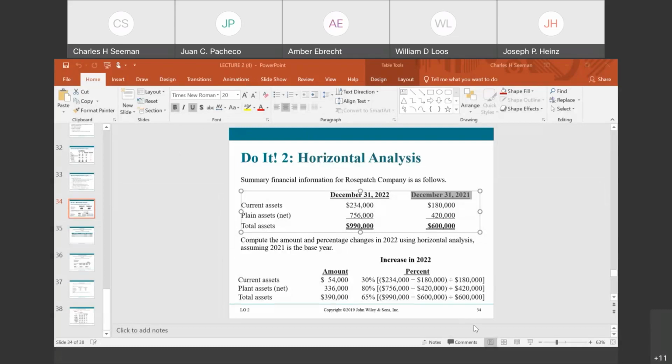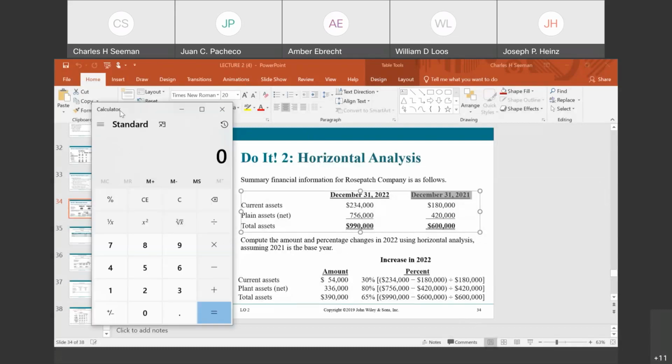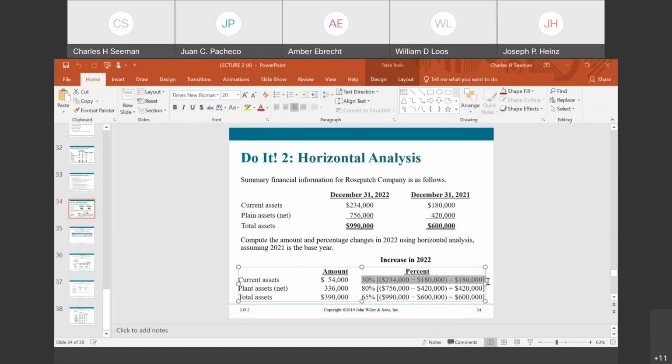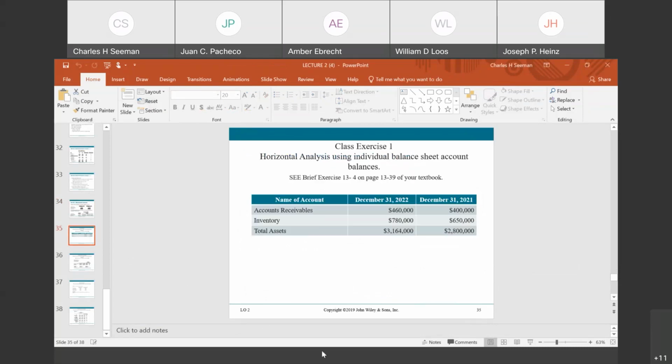Here, the calculator too. Okay, so what the calculation would be simply for the current assets, we take 234, put it in our calculator, minus 180 equals 54, the difference, and we divide by the 180. And we get 30%, which is shown down here. So let's try some other examples.